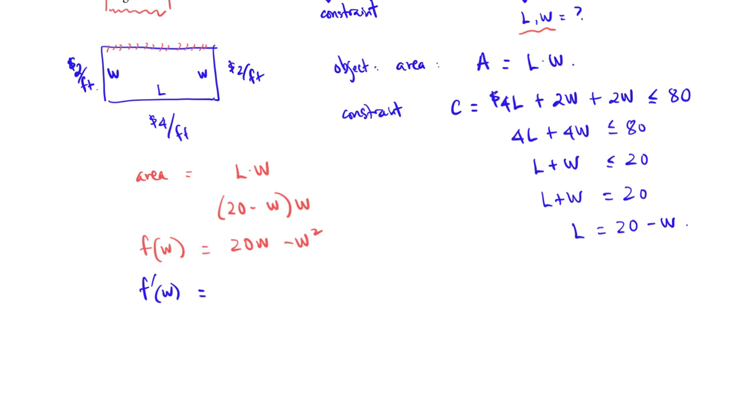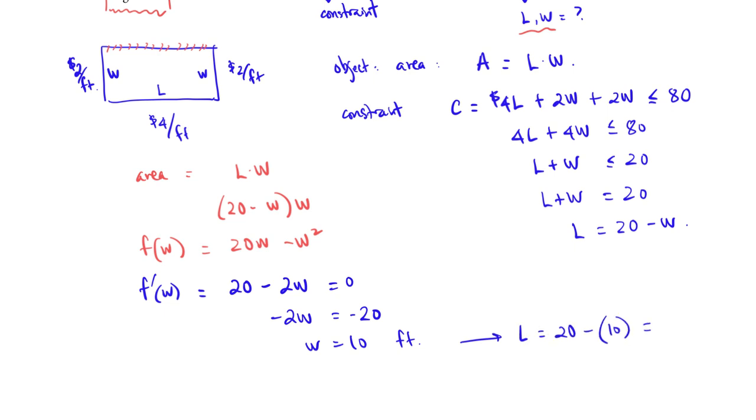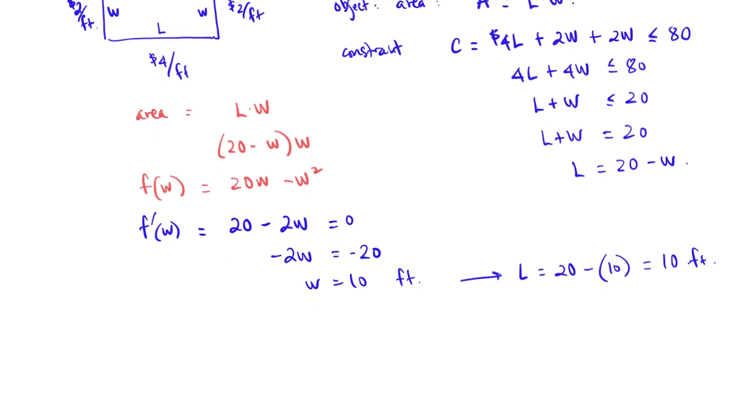The derivative of 20W is 20, and the derivative of W squared is 2W, and then we set equal to 0. Negative 2W equals negative 20, and so W equals 10. This is the width. And the length is 20 minus W, but W is 10. 20 minus 10 is 10. This means in order to obtain the largest area, we would need to build a rectangular garden such that the length is 10 feet long and the width is also 10 feet long.